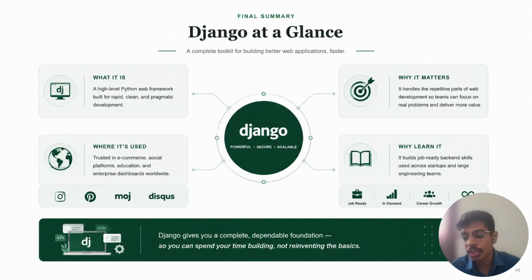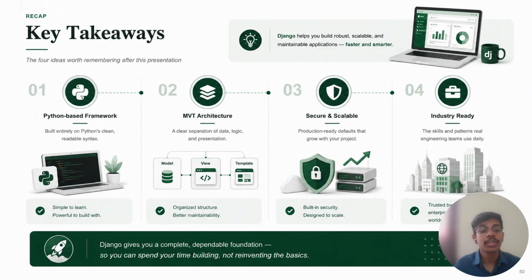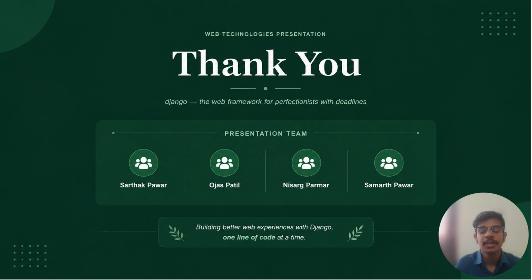So, Django as a close. What is Django? Today we have explored what Django is, its architecture, its core, what it is used for, why it matters, and why it should be learned. The key takeaways are: Django is a Python-based framework with MVT architecture, secure and scalable, and industry ready. Django gives you a complete, dependable foundation, so you can spend more time building, not reinventing the basics.